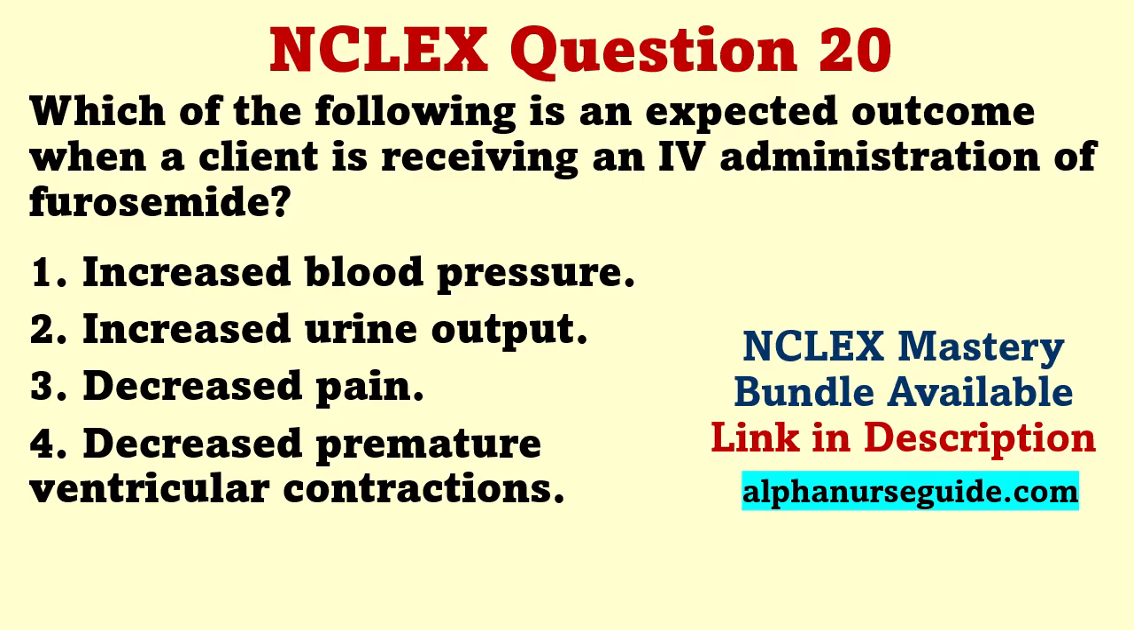The correct answer is 2. Increased urine output. Rationale: Furosemide is a loop diuretic that acts to increase urine output. Furosemide does not increase blood pressure, decrease pain, or decrease arrhythmias.